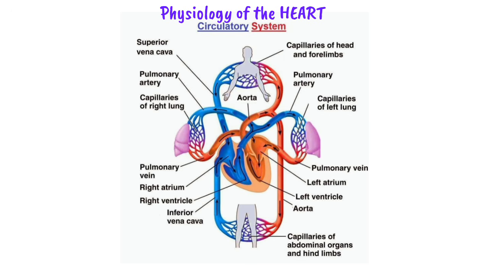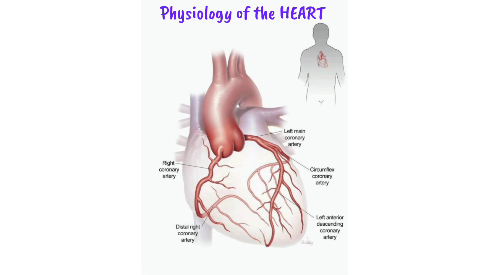Finally, just like any other tissue, the heart itself needs oxygen. That's where the coronary arteries come in. These arteries branch off the aorta and supply the heart muscle, which is the myocardium, with oxygen-rich blood. So there you have it. There is a 5-minute video of the anatomy and the physiology of the heart.